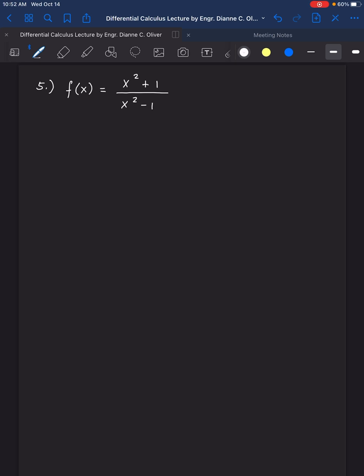So again, for the derivative of a quotient, the pattern here is d dx of u over v equals low derivative of high minus high derivative of low, then low squared. Okay, so let's use that pattern. For the derivative of f of x, we can use prime.